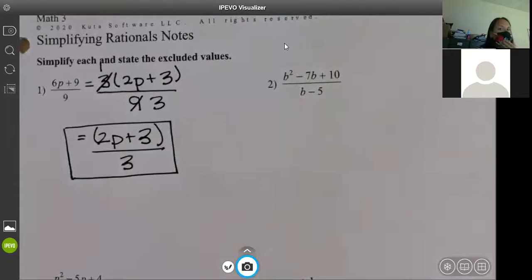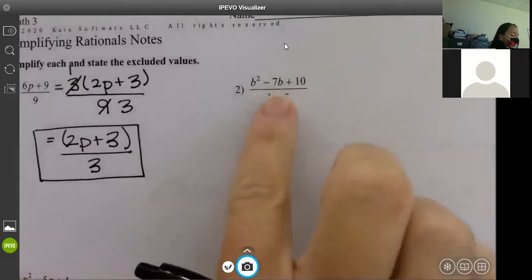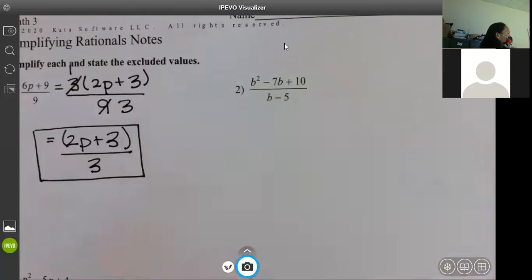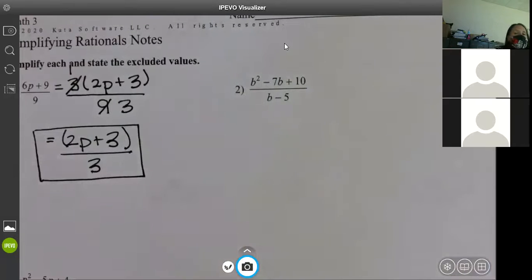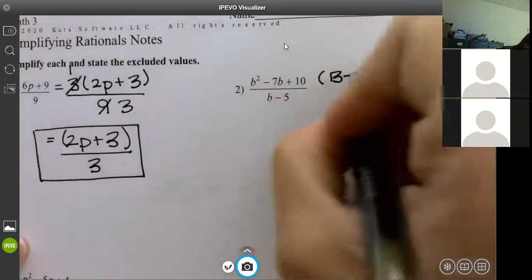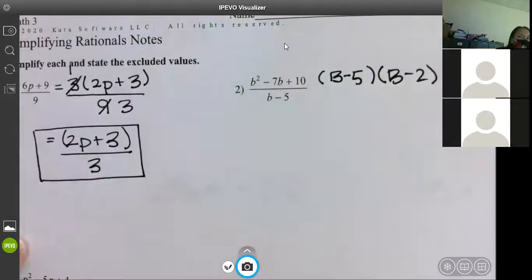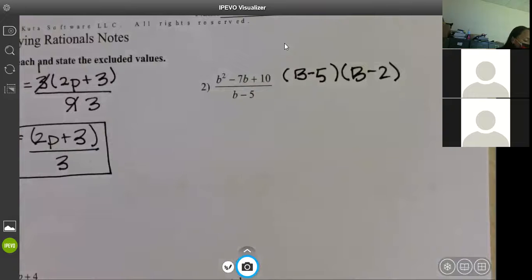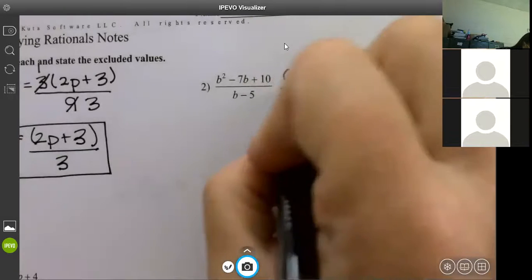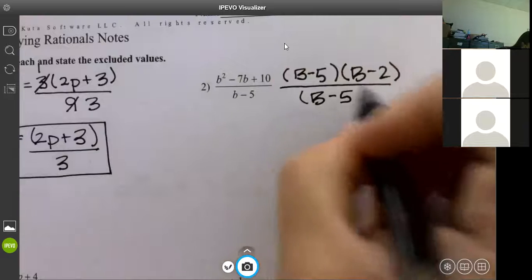Right, so if we look at the next one, we want to factor the top and the bottom if we can. On the top, how can we factor this? -5 and -2. We can use the cheater method. And we know it will be -5 and -2. So b minus 5 times b minus 2 on the top. On the bottom, I cannot factor b minus 5. I'm just going to put it in parentheses.